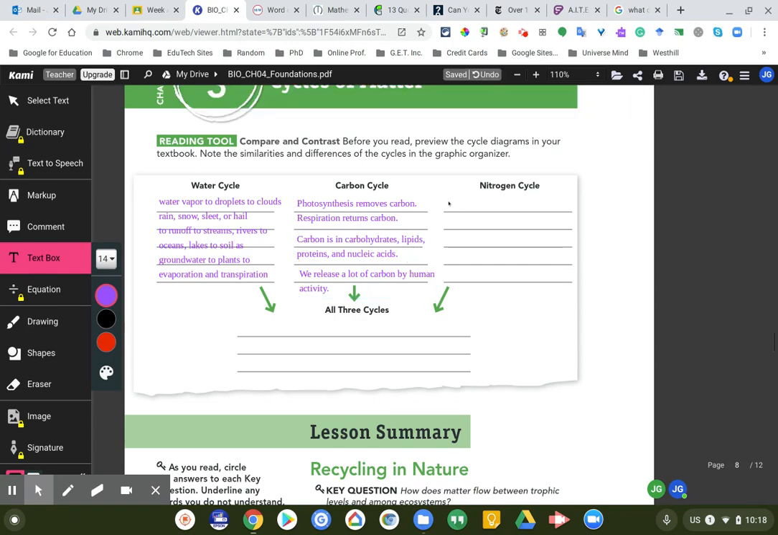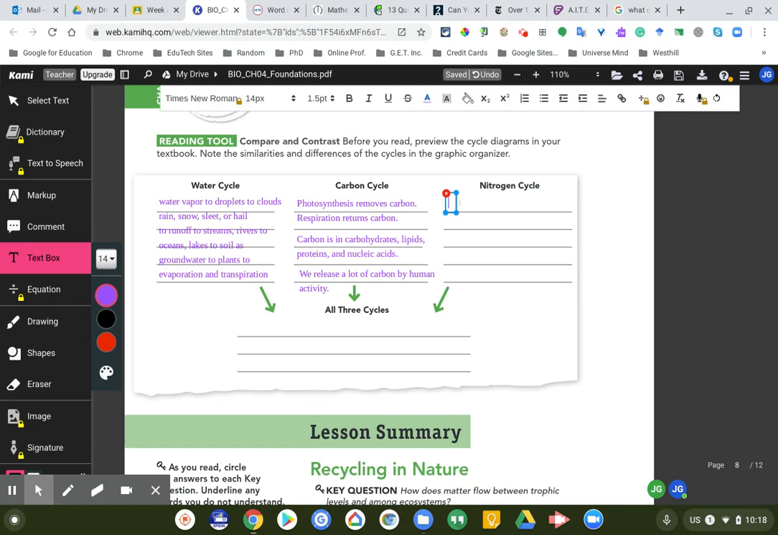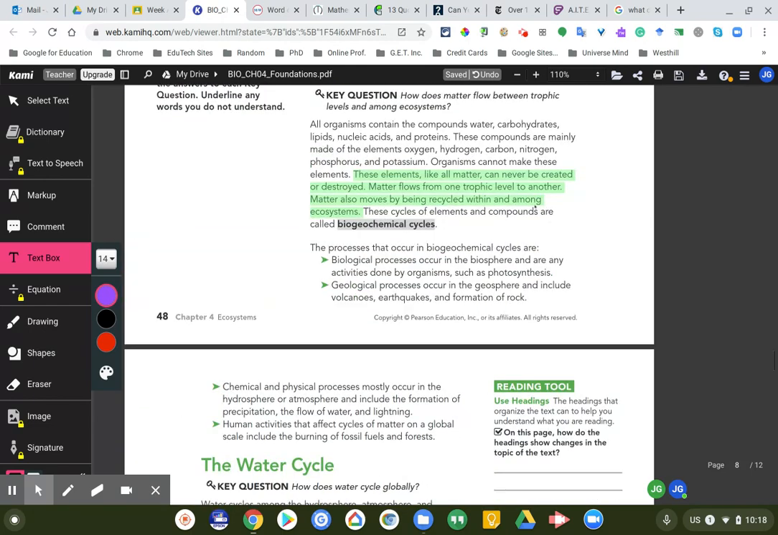Okay. And the nitrogen cycle. Organisms. Oh, I haven't read that part yet. So let's go back to the nitrogen cycle. Blah, blah, blah.